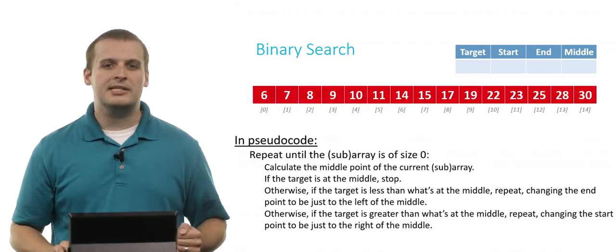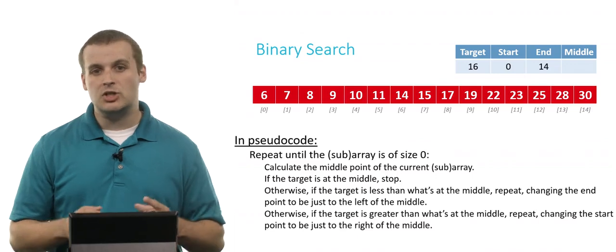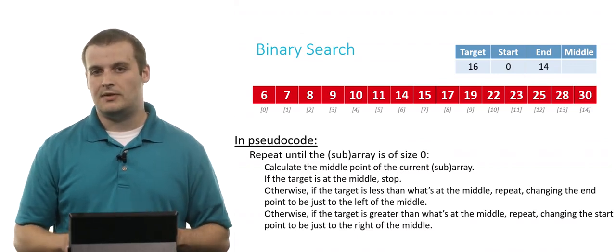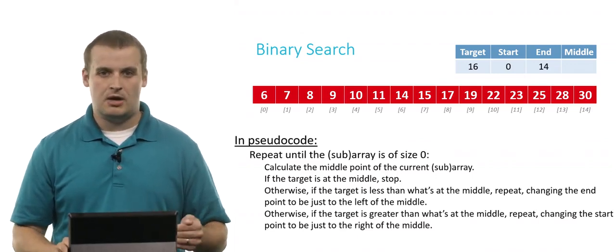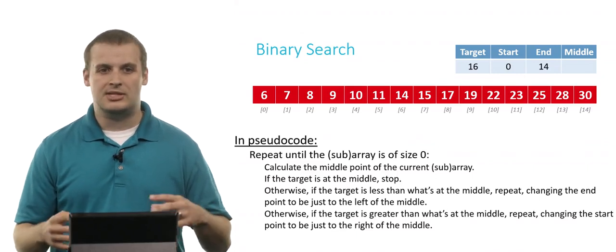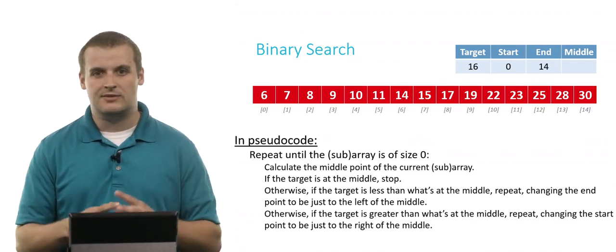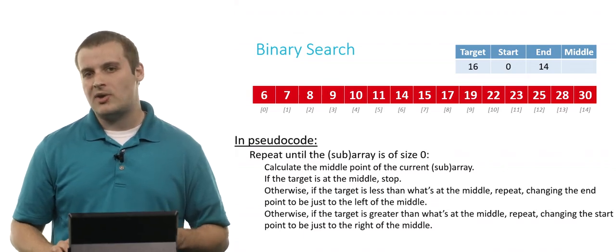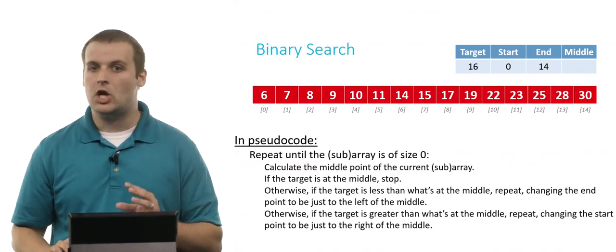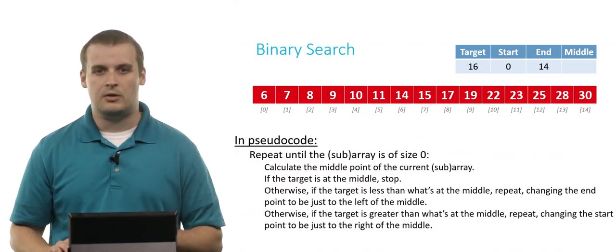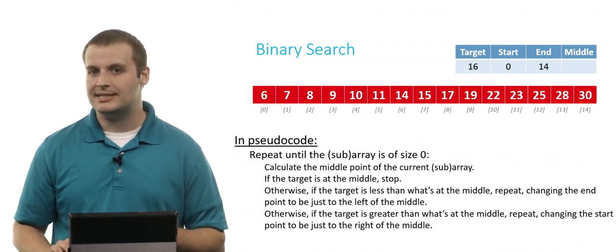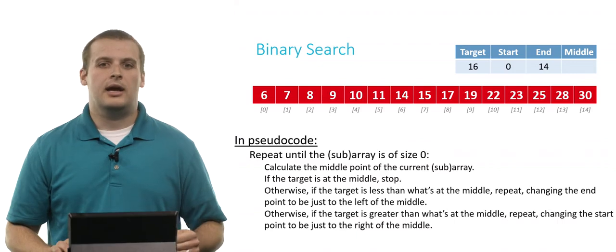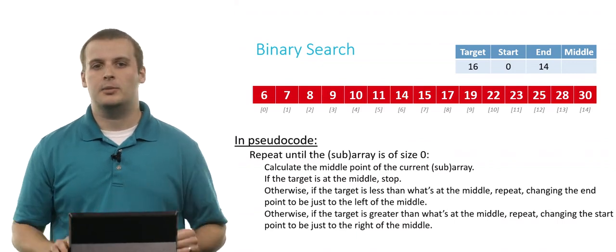Well, let's start it again, and this time let's look for the element 16, which visually we can see does not exist anywhere in the array. The start point is again 0. The end point is again 14. Those are the indices of the first and last elements of the complete array. And we'll go through the process we just went through again, trying to find 16, even though visually we can already tell that it's not going to be there. We just want to make sure that this algorithm will in fact still work in some way and not just leave us stuck in an infinite loop.